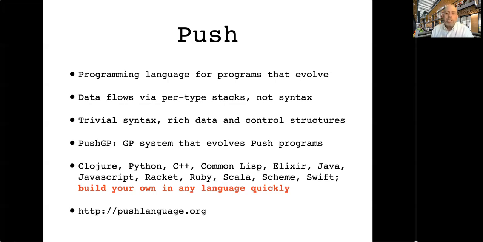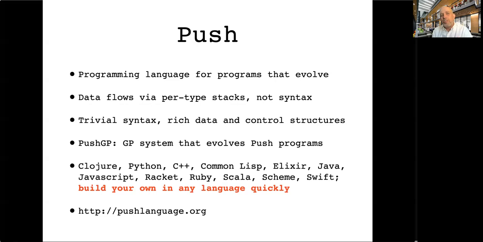This arrangement allows us to have a language which has a truly trivial syntax. Pretty much any arrangement of instructions and literals and balanced parentheses is a syntactically valid Push program. And yet, because of some of the specific ways that Push handles code itself as a data type, the Push language provides for rich data and control structures. Normally, those two things are linked in human programming languages.